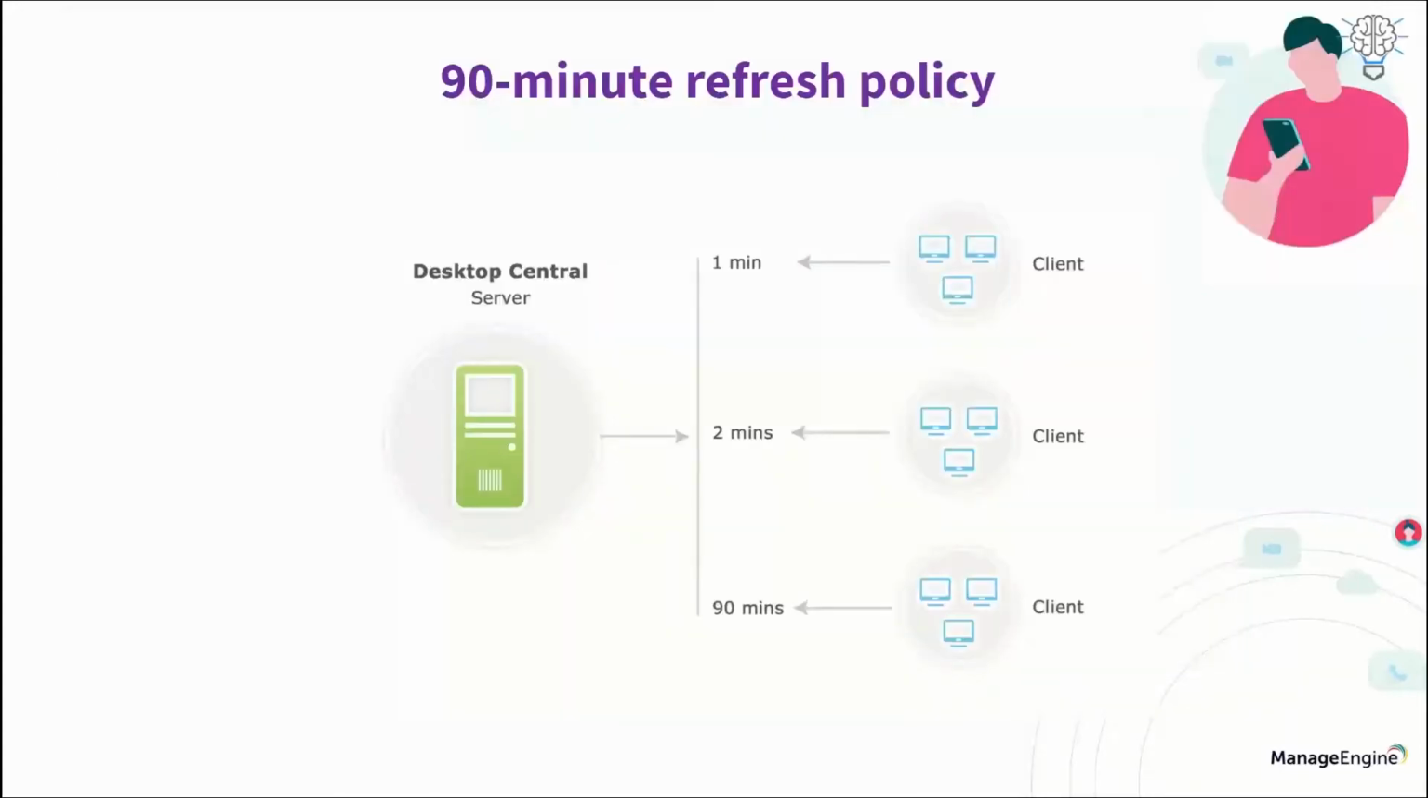So the 90 minutes refresh policy. So what is this? Since this is a client server model, once you have the agent installed, every agent has to contact the server. And this contact time is the 90 minutes refresh policy. Desktop Central can scale for small as well as large customers using this 90 minutes refresh policy, all right?